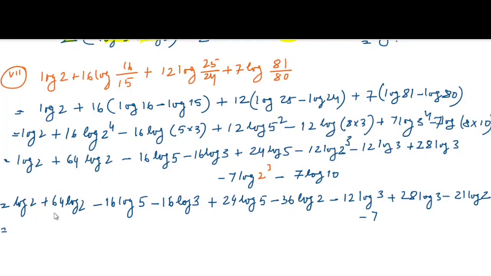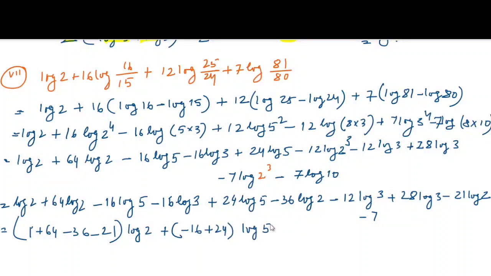so log 2 and 64 log 2, that is 65, and any other log 2 is there, so 1 plus 64 log 2, we can have 36, another any log 2, yes, 21 inside the bracket, and we'll write log 2 here. So we'll now find log 5, minus plus we'll write here minus 16, any other log 5 plus 24, so this one only log 5, and log 3 will find plus minus 16 and minus 12 plus 28 log 3 and minus 7 will be as it is.